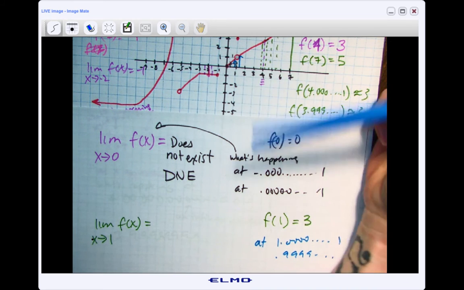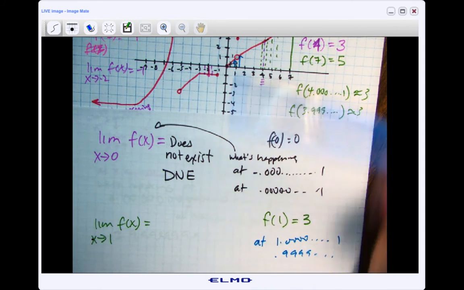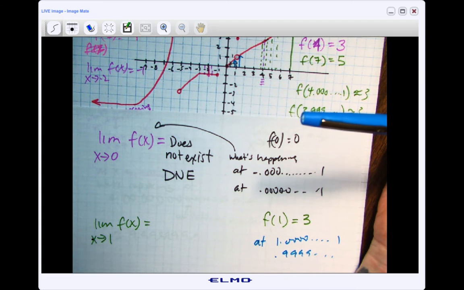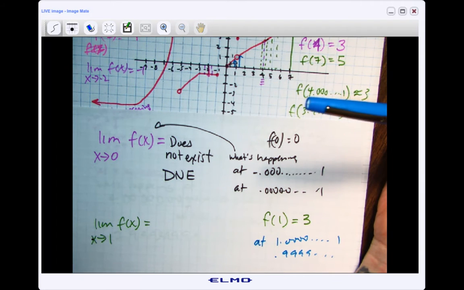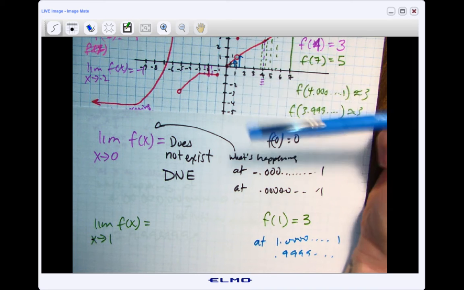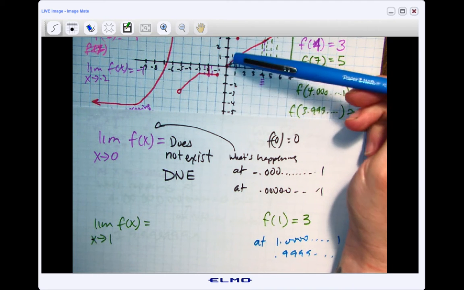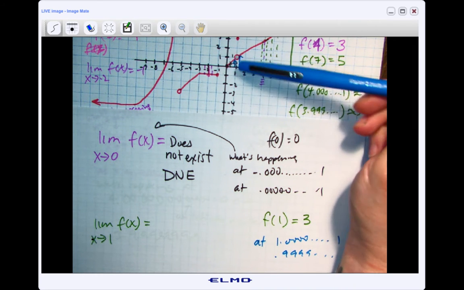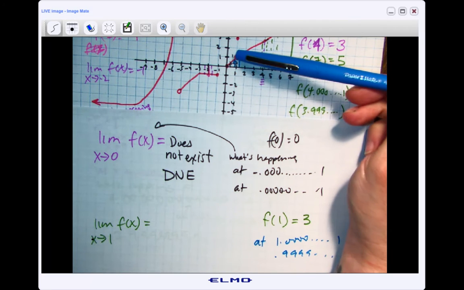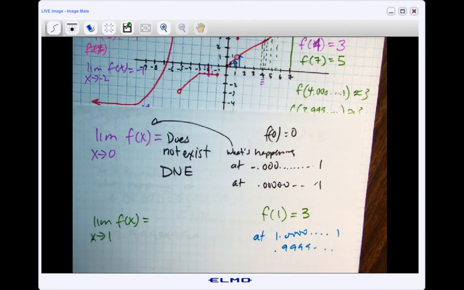So if we look at this one, f of 1 is actually equal to 3, but we don't care what happens at that moment in time. We're only asking what happens right next to that moment in time. So what happens here and here? Well, both of these are actually getting close to the value of 1. Do you see that? This output would be close to 1, and this output would be close to 1. So the limit as x approaches 1 is actually a 1.